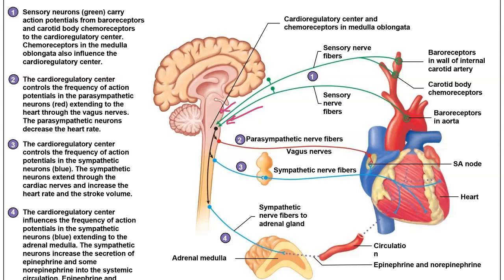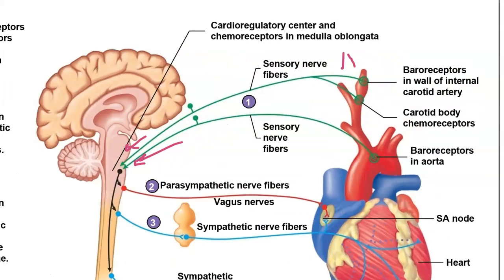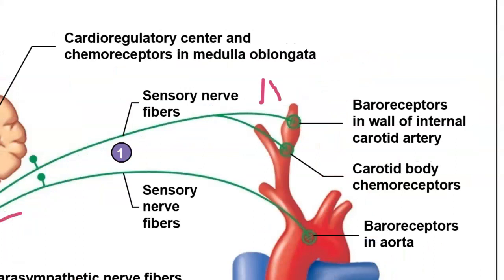So we have branches of two nerves that are collecting information from blood vessels. Cranial nerve number 9, glossopharyngeal, is bringing information from baroreceptors and chemoreceptors in the carotid arteries. These are called the carotid bodies. So this is cranial nerve number 9, glossopharyngeal nerve.